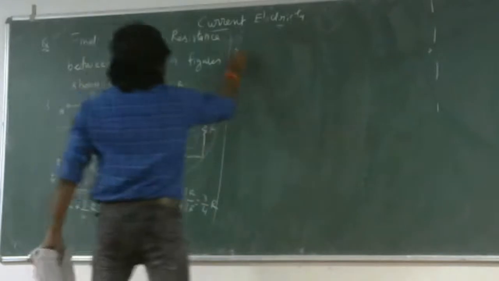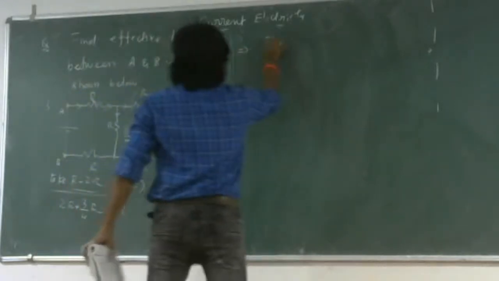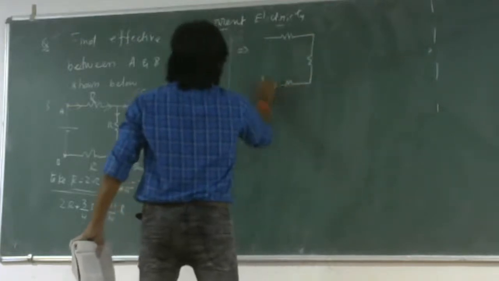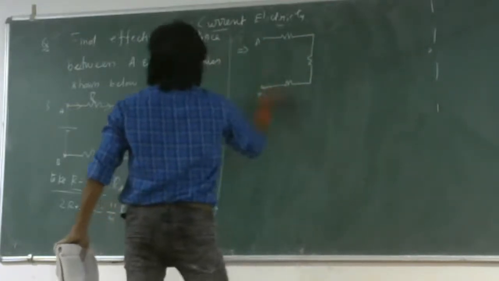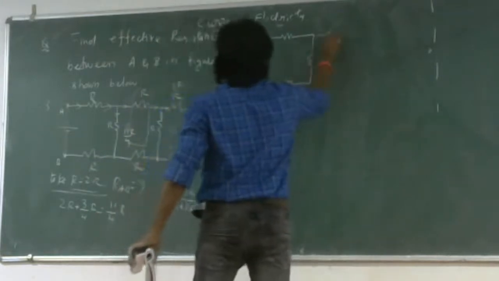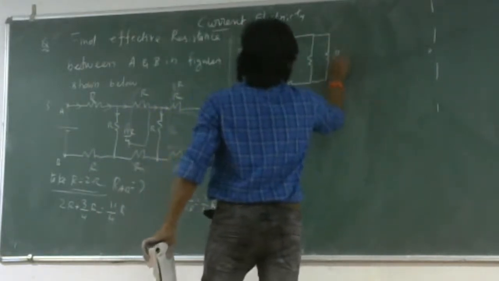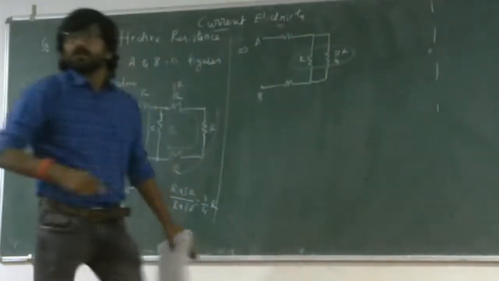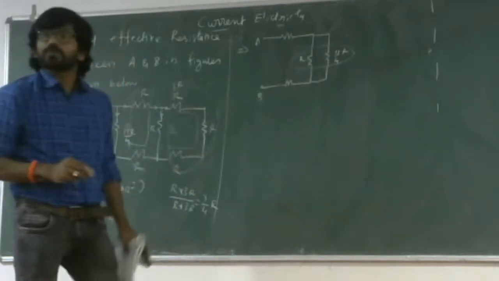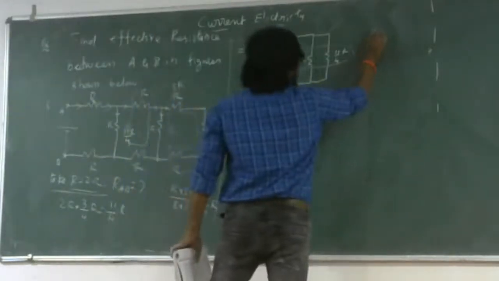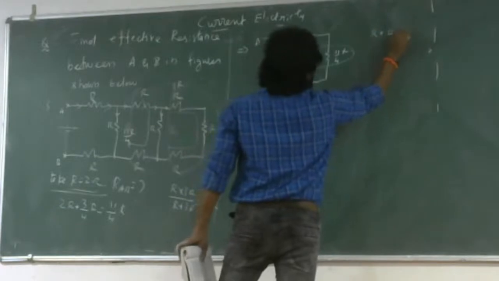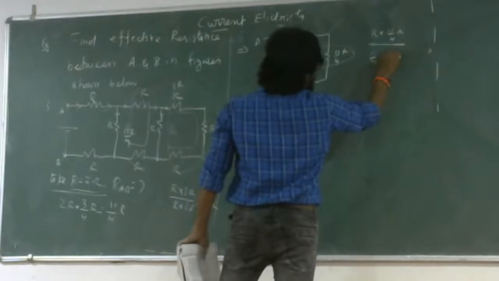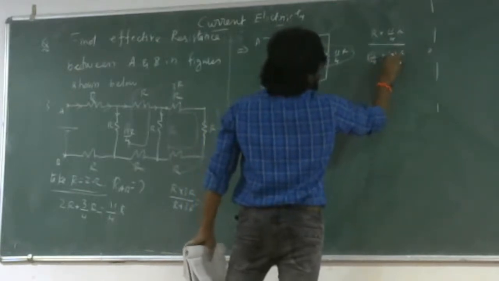Right. So it can be replaced with R. This is A, this is B. This entire thing is 11 by 4 R, this is R. These two are in parallel. What is the effective of these two? R into 11 by 4 R by 11 by 4 R plus 1 into R. So 11 plus 4, 15 by 4.